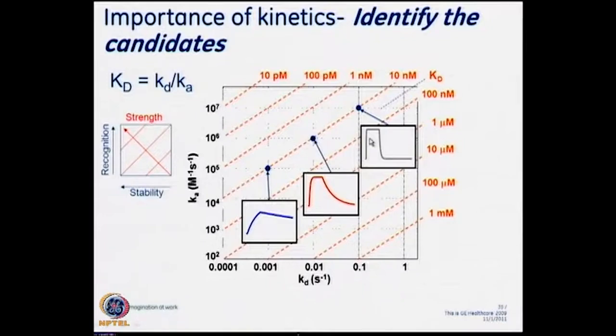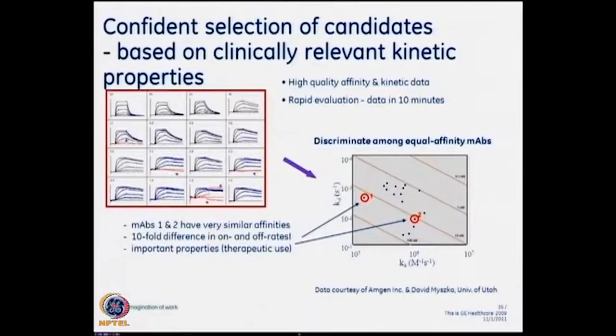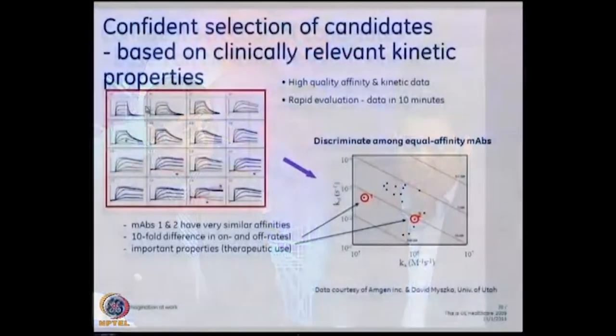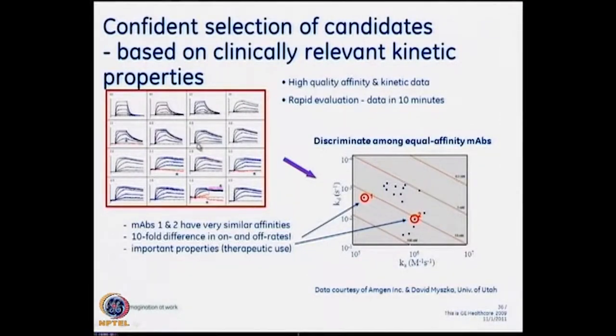Now, here is a real life example in the next slide, which I show you, which is a publication from Amgen and from David Myszka of University of Utah, where actually Amgen uses this data directly to do their clone selection. So they're actually doing mAbs, selection of clones for mAbs. And if you look at this, clone number one and clone number two have similar affinities, but if you look at their on rate and off rate, there's a tenfold difference. So if you look at these two clones, for example, which clone should they go for?